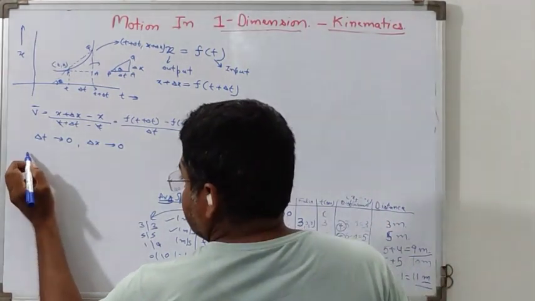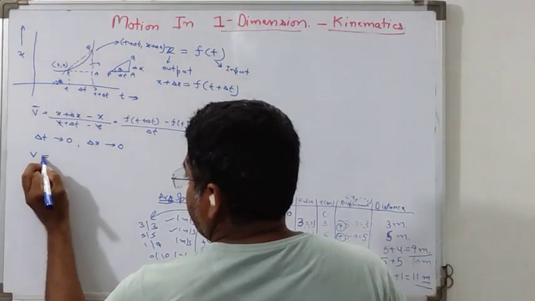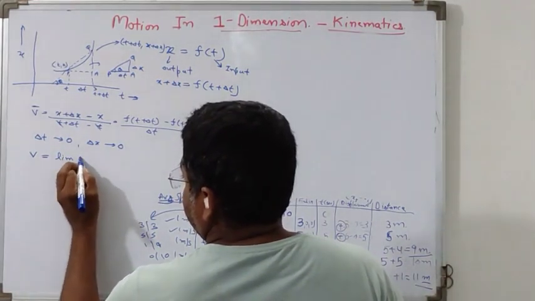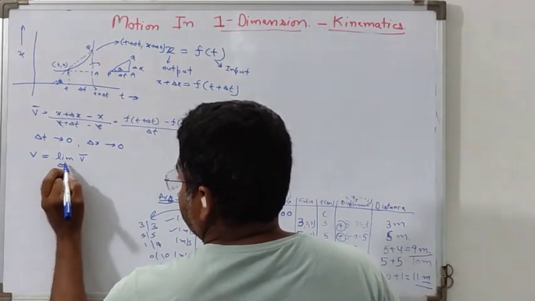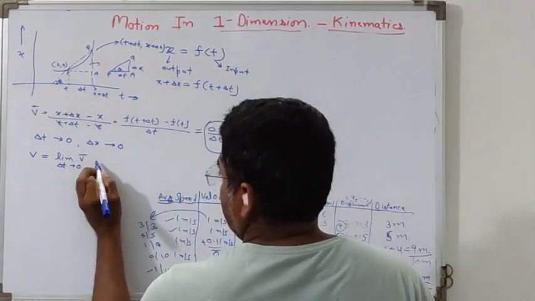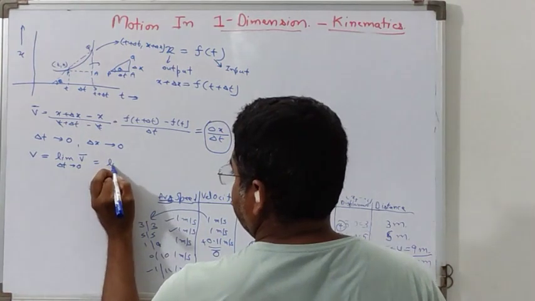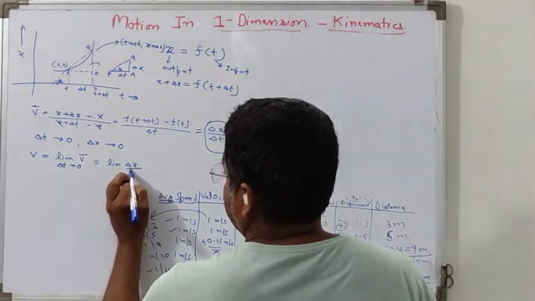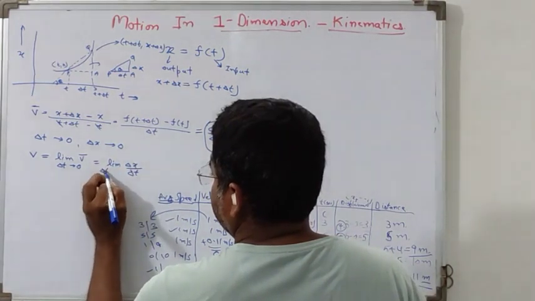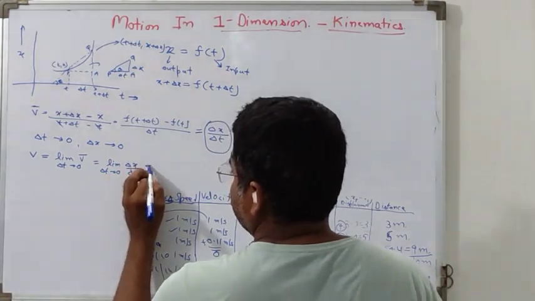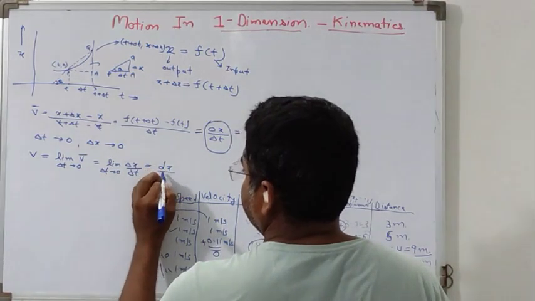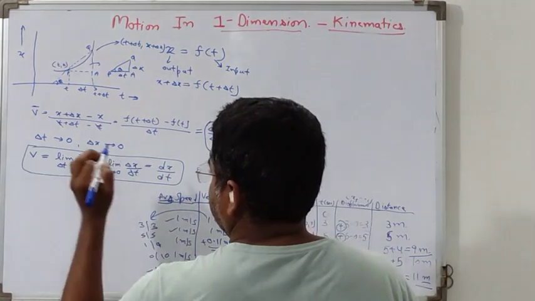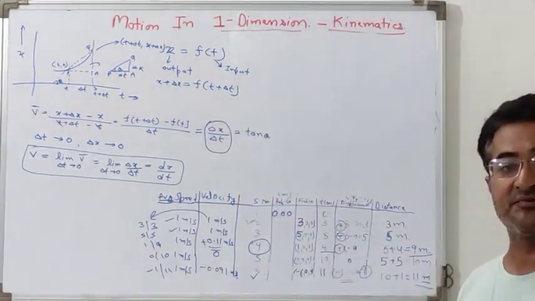So we define instantaneous velocity to be v, that will be the limit of average velocity where delta t tends towards 0, or we can say the limit of delta x by delta t where delta t tends towards 0, and we say that this is dx by dt. That is the derivative of x with respect to t.